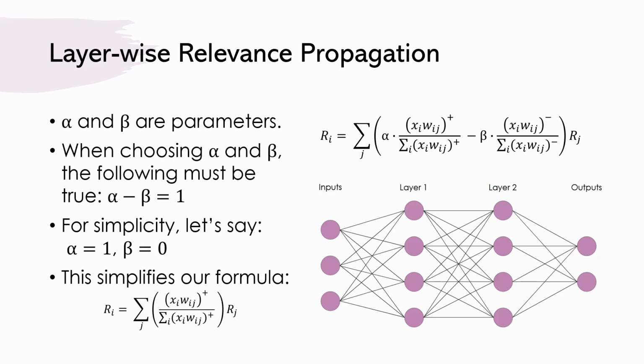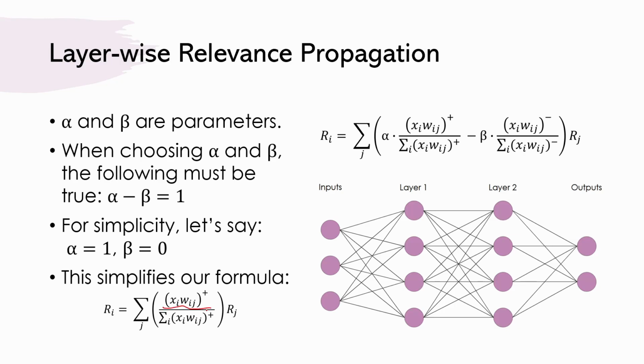Alpha and beta are parameters that should stay constant throughout the whole process. It is important that alpha minus beta is equal to 1, as it ensures that the total amount of relevance in each layer is equal. For simplicity, let's say that alpha is equal to 1 and beta is equal to 0. This simplifies our formula, making it slightly easier to understand.